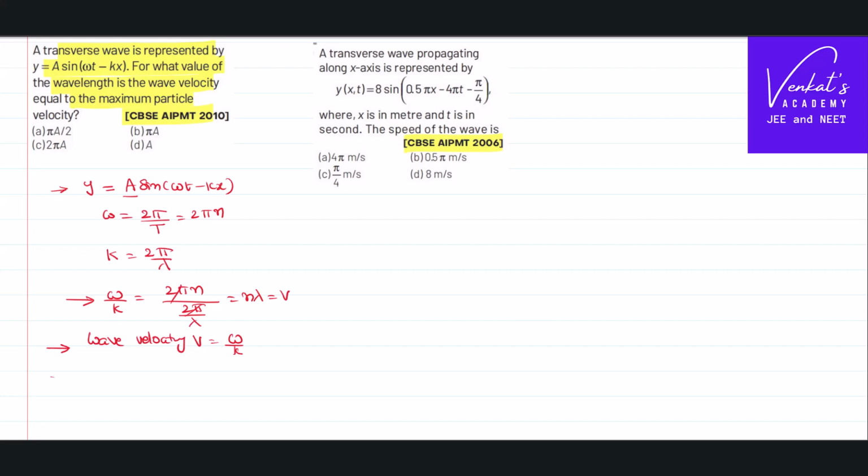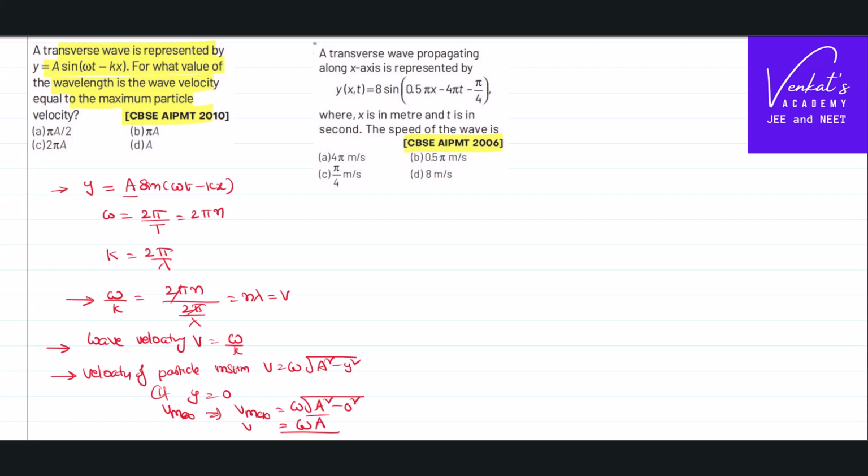We can also write the velocity of a particle in SHM, in oscillatory motion, as v equals omega into the root of a squared minus y squared. If y equals 0, v becomes maximum. That implies v maximum equals omega into the square root of a squared minus 0 squared, which is omega a.